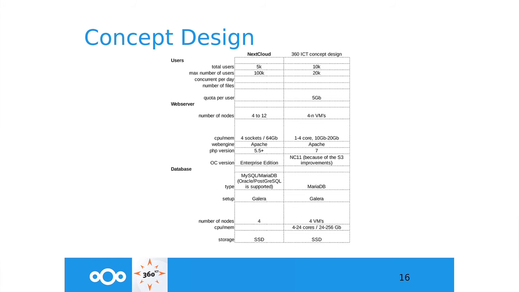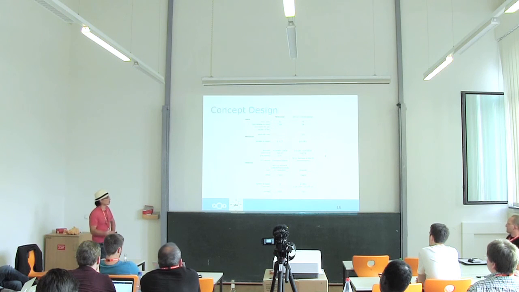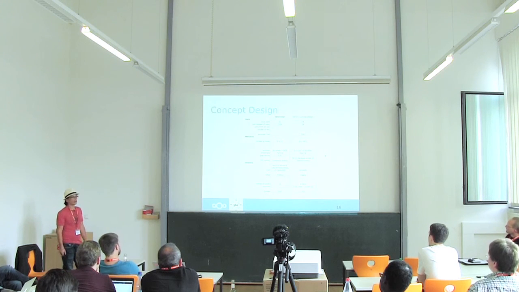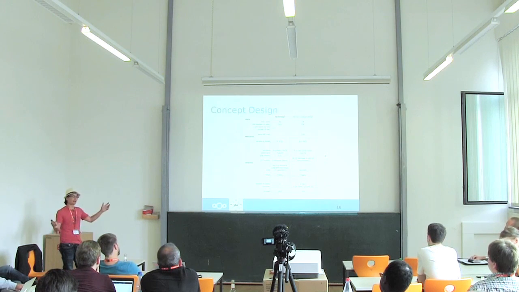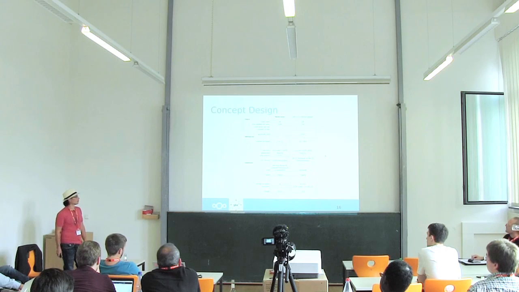This could be a big improvement. We would go for MariaDB, as we're already running it, with a Galera setup like most customers do. We would also start with 4 VMs with 4 cores and 25 gigs of memory and just scale up or scale out depending on where the load is. And of course SSD storage on the SQL nodes.